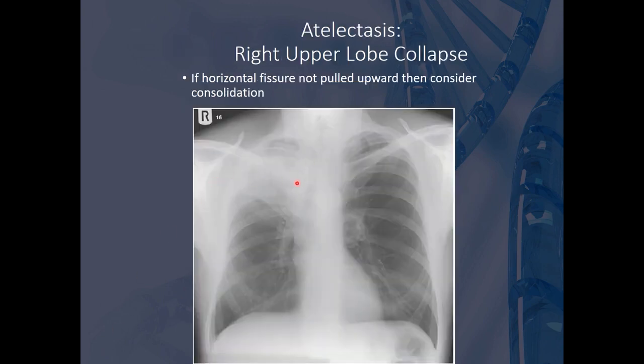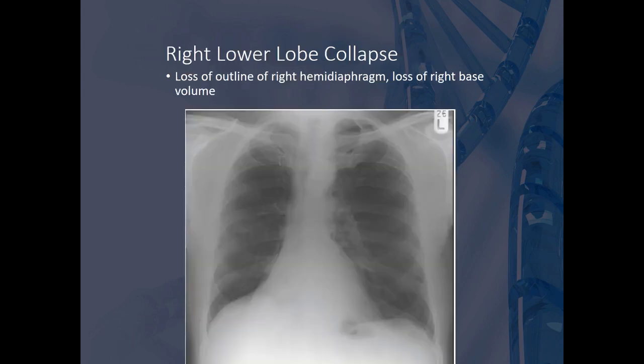We see a right upper lobe collapse here with the various different lobes and what it appears like. A right lower lobe collapse. You lose that right base. You lose the outline of that right hemidiaphragm.